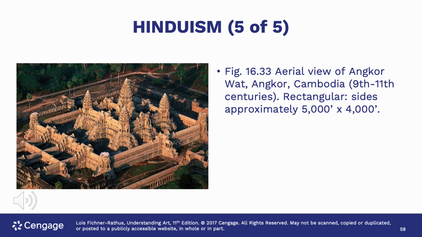Let's look at figure 16.33. Angkor Wat in Cambodia is one of the largest religious monuments ever built. The complex reflects Hindu cosmology, representing Mount Meru, the sacred center of the universe. Why might religious architecture be built on such a massive scale?